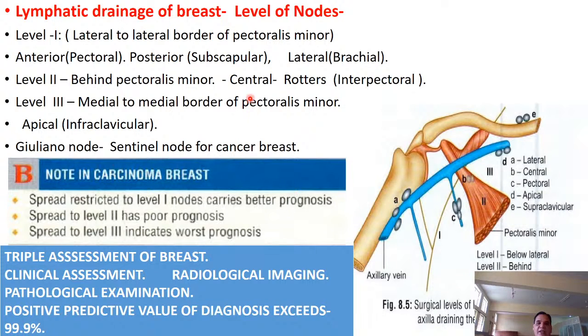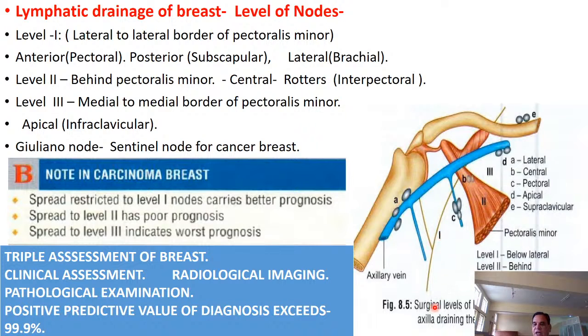Okay, so this is regarding the lymphatic drainage of the breast. You should never forget this. And this is the diagram from the book where they are showing level 1, level 2, level 3. Simple. This is pectoralis minor. Lateral to it is 1, behind it 2, above it 3. All lymph nodes are here: 3 above, 2 behind, and lateral is number 1.